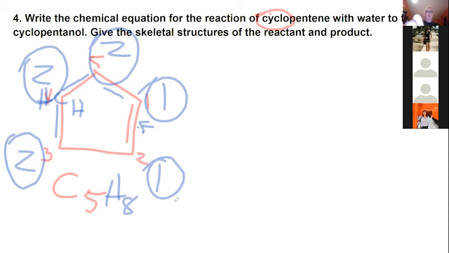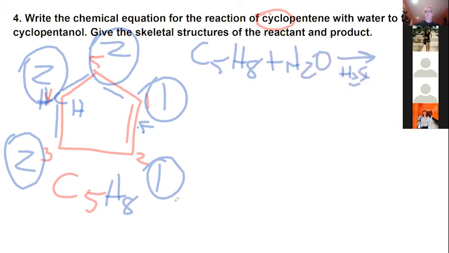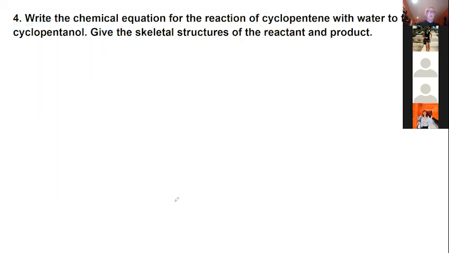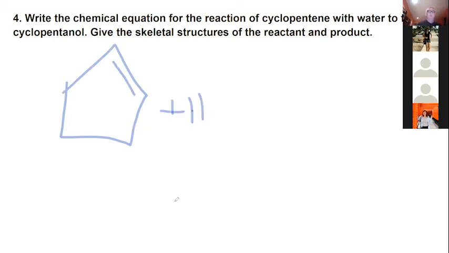So my chemical equation is C5H8 plus water with sulfuric acid makes cyclopentanol. So even if we don't know what cyclopentanol is, what can we tell about cyclopentene plus water? One will have an OH. So that's carbon 1, 2, 3, 4, 5. And it will also be in a ring shape.